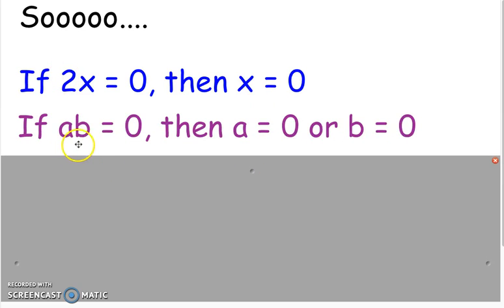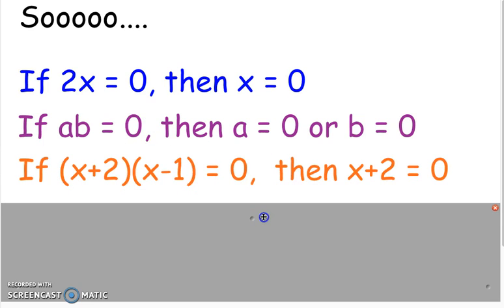If I tell you that a times b has to be 0, then either a has to be 0 or b has to be 0, or both, in order for them to multiply to 0. So either a is 0 and then b can be anything, or b is 0 and a can be anything, and in either situation we'll end up with an answer of 0. So here's the last tricky part.